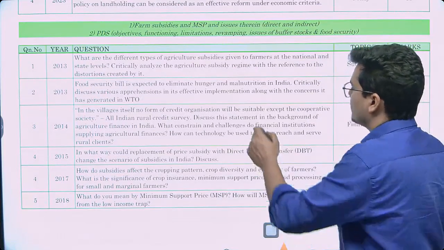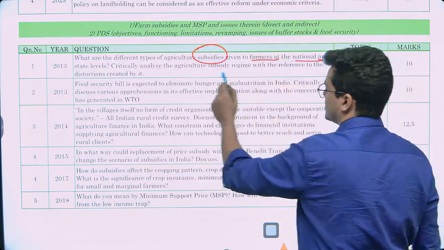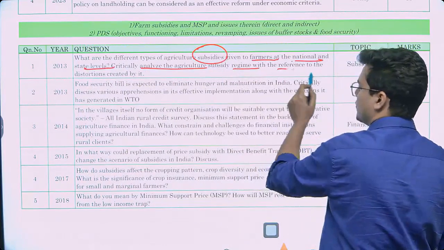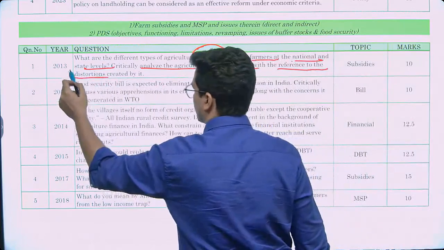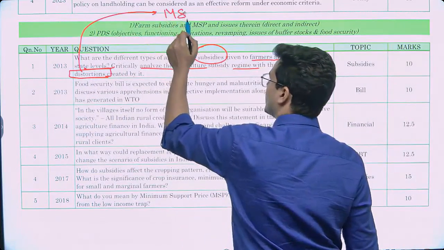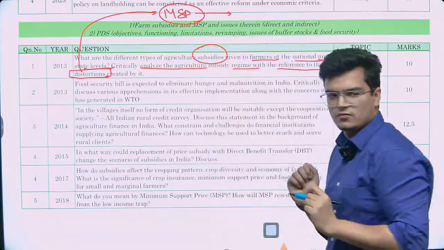What are the different types of agricultural subsidies given to farmers at the national and state levels? Analyze the agricultural subsidy regime with reference to distortions that are created by it. Now, one of this type of subsidy is also the MSP and how it creates distortions. So this I have to read.